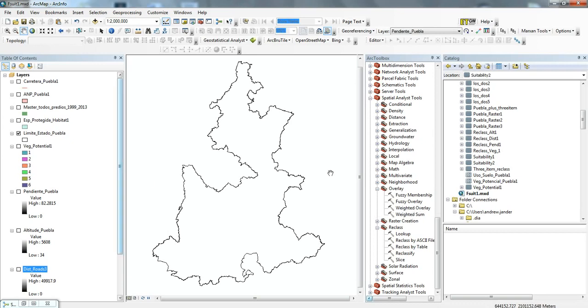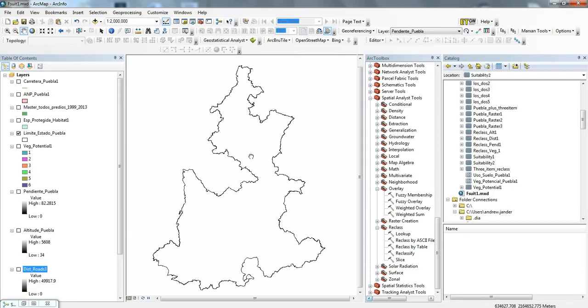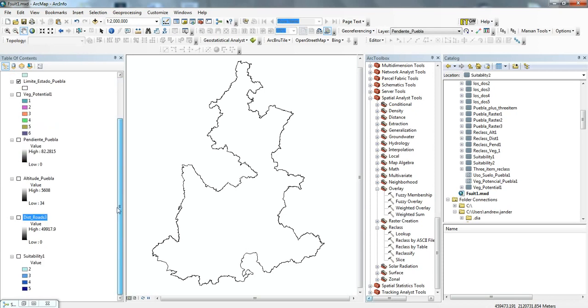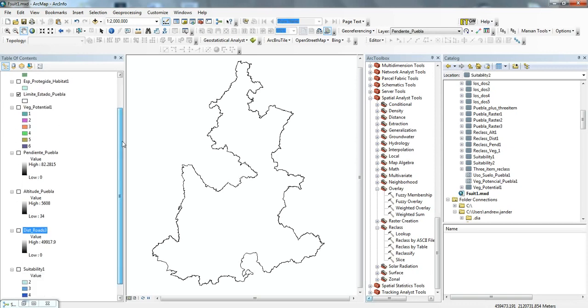Basically, here we have the state of Puebla. And what we want to do is figure out what areas in the state of Puebla would be most favorable to have basically a working forest or forest property for timber harvest. And so we have some various different inputs that we can look at to help us make that decision.